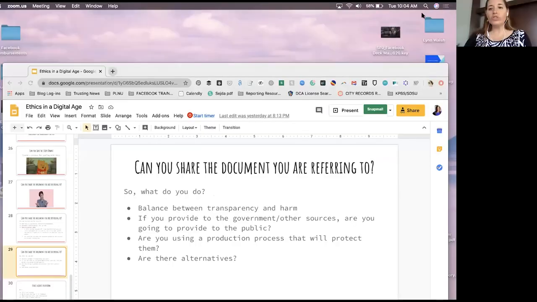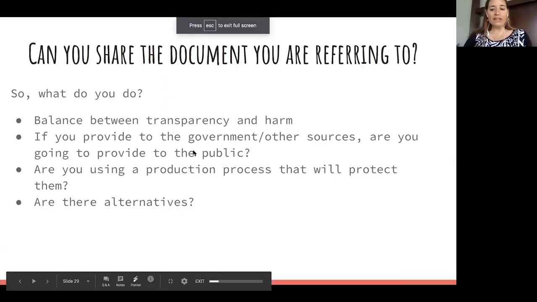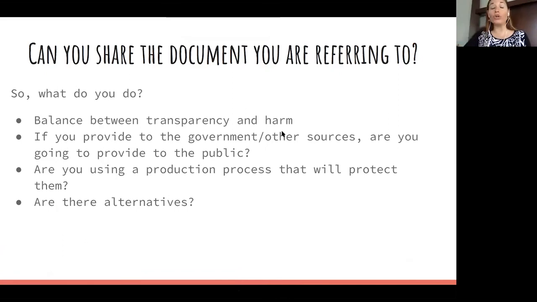So the question of what do you do. I'll just share my screen really quick. It sounds like you guys have kind of dealt with this, but some questions to consider: balancing that need for transparency versus the harm that it could cause. Again, we encourage linking to original source documents, but maybe in all cases that's not true. Could you instead do an excerpt? Could you type up parts of it or take a photo of it instead of actually scanning in the actual document?